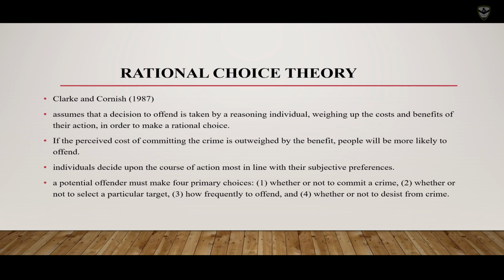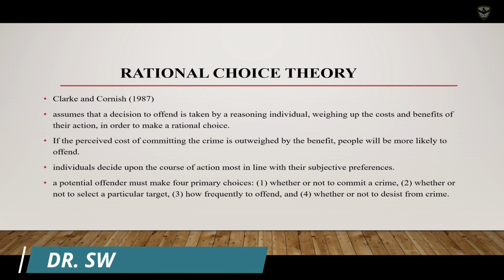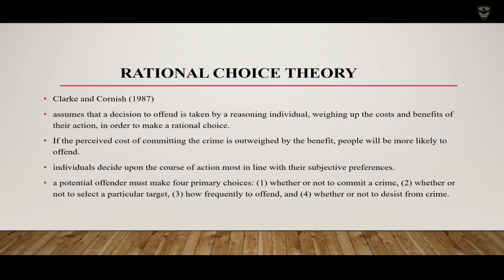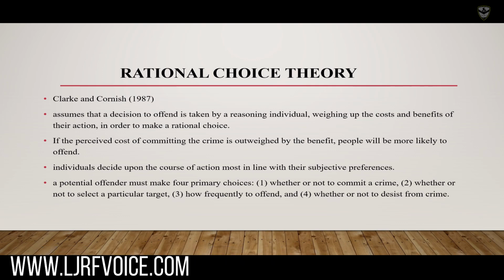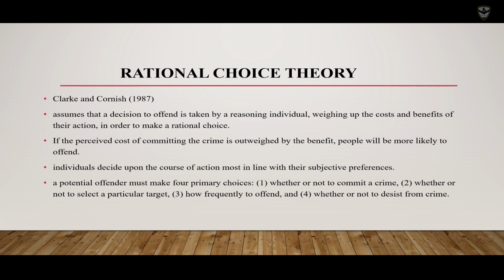So basically, a potential offender would have four primary choices. First is whether or not to commit an offense or a crime. Second, whether or not to select a particular target. Third, how frequently to offend. And fourth, whether or not to desist from crime or stop committing crime. All of these basically depend upon the advantages and disadvantages, or the cost and benefits of crime.